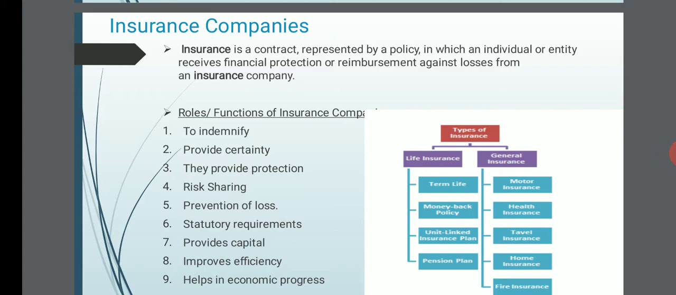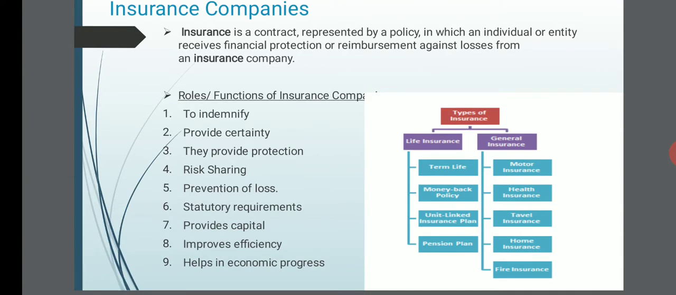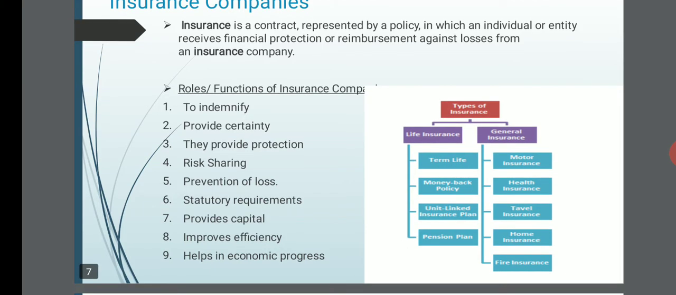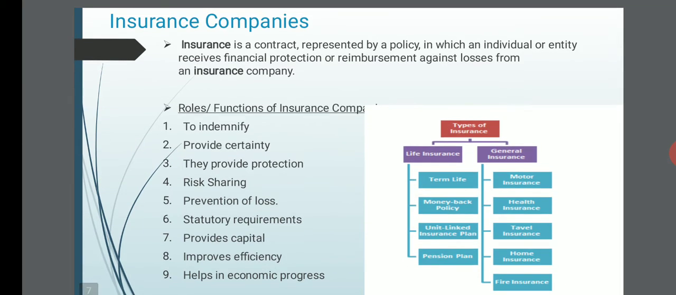There are two types of insurance: life insurance and general insurance. Life insurance can be term life insurance, money back insurance, unit linked insurance plan, and pension plan. Term life insurance means the insurance in which we pay a small amount for the tenure, and we get protection for our life, but we don't get back the money which we have invested. In a money back policy, whatever we have invested, we get that back.